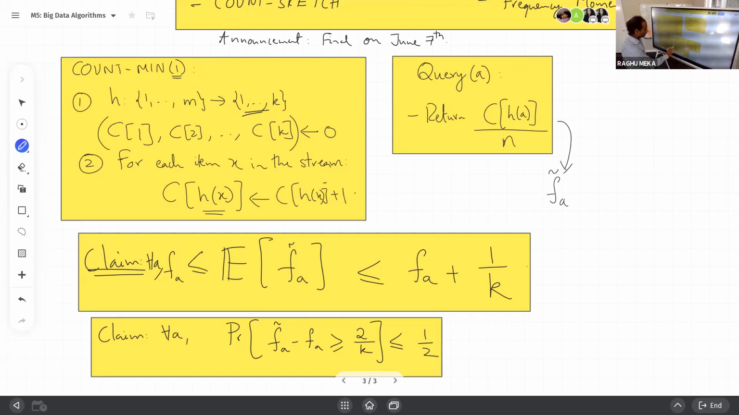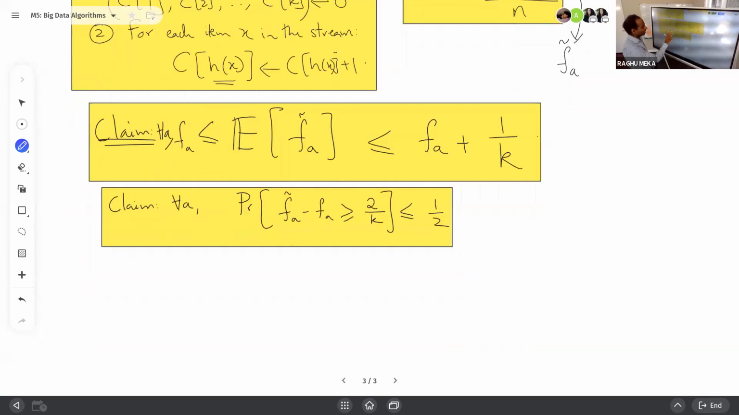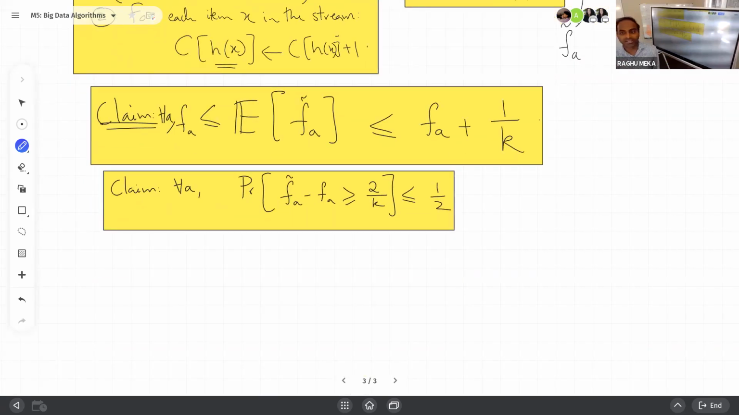And we saw that the estimate that the algorithm returns is always at least the actual frequency, and at most the actual frequency plus 1 over k. And then, in expectation it is doing pretty well. The estimate is close. If I choose k to be something like 1 over epsilon, then my estimate is only epsilon far away. But we wanted to understand the reliability. And the reliability was somewhat okay: the probability that you're more than 2 over k away is at most a half.